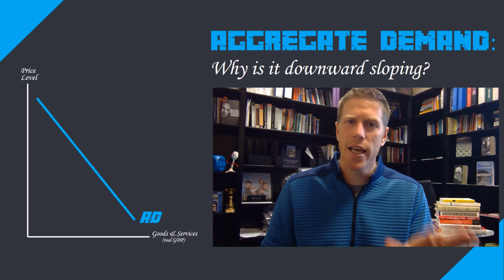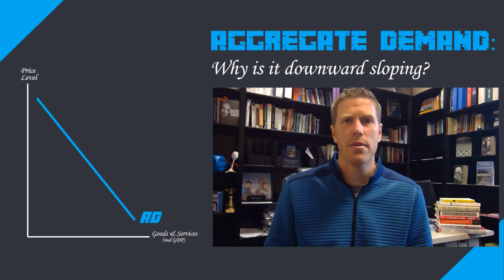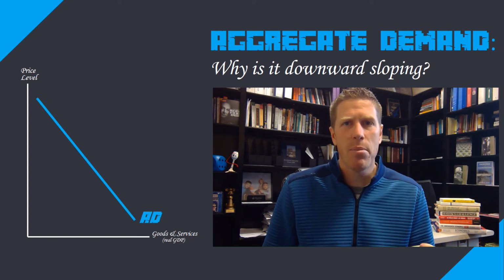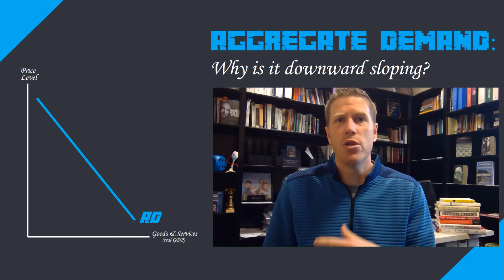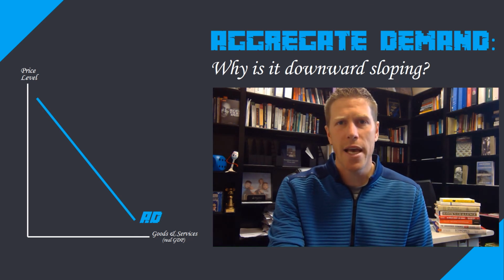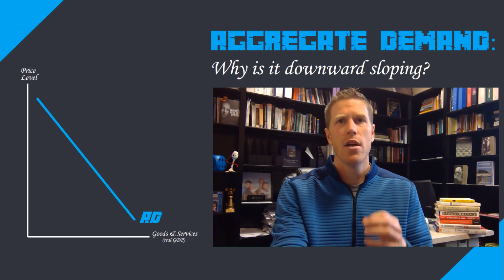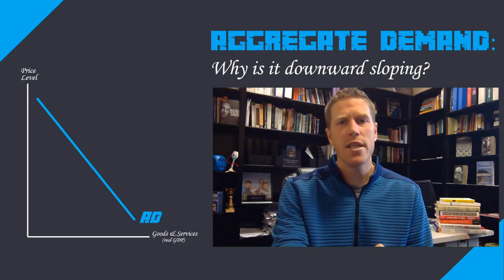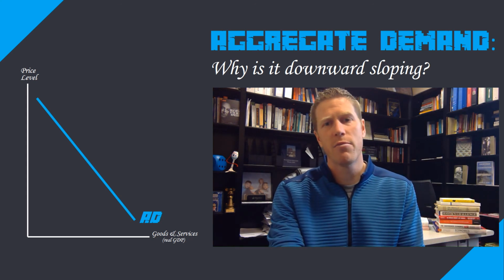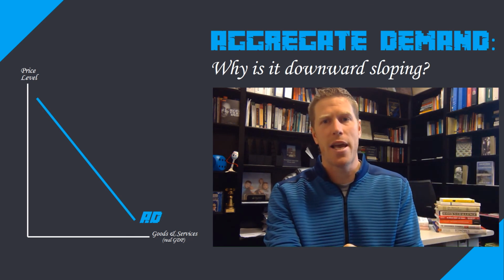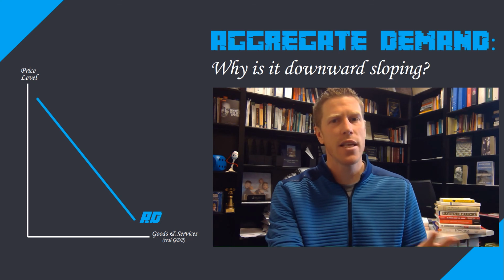That logic cannot hold for the macroeconomy. The logic just simply doesn't work. Substituting out of apples and into pears would do nothing for the aggregate demand of an economy, the overall demand that we have. So there is not the same reason between the microeconomics demand curve being downward sloping and the macroeconomics aggregate demand curve being downward sloping. These aren't the same reasons.